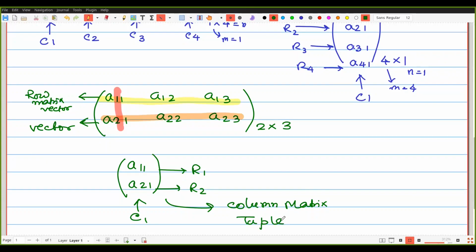That means row matrix is also called a vector. Column matrix is also called a tuple. So in the same way, we may say that the second one is also another tuple. The third one, third column, is also another tuple. Is that clear?